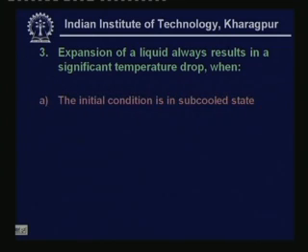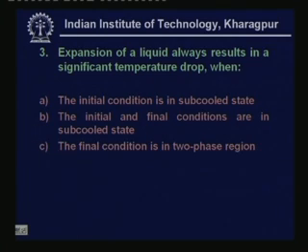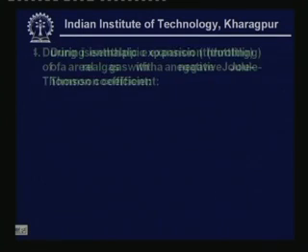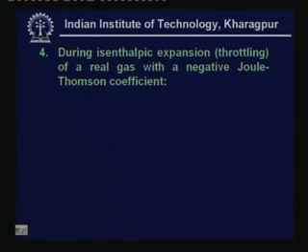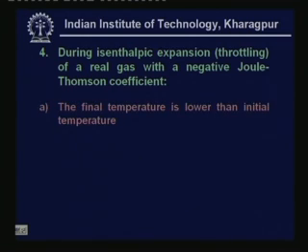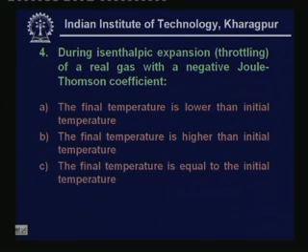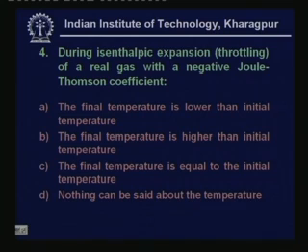The third question is, expansion of liquid always results in a significant temperature drop when: the initial condition is in subcooled state; the initial and final conditions are in subcooled state; the final condition is in two phase region; and none of the above. And the fourth problem is, during isenthalpic expansion of a real gas with negative Joule-Thomson coefficient: the final temperature is lower than initial temperature; the final temperature is higher than initial temperature; the final temperature is equal to the initial temperature; and finally nothing can be said about the temperature.